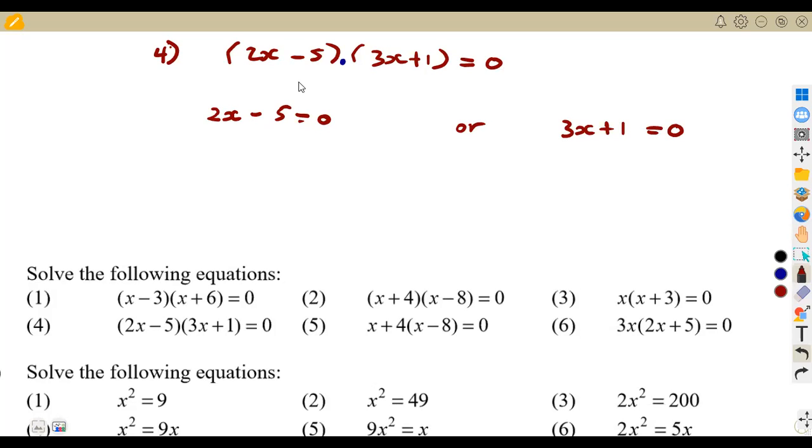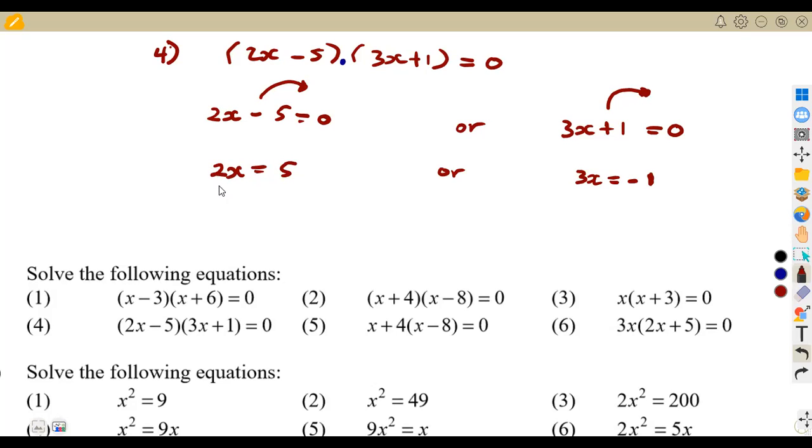Here we are now solving a normal linear equation that we are used to, where we transpose the negative 5 to the other side. It becomes a positive 5. So 2x is going to be equal to 0 plus 5, which gives us a positive 5. On the other hand, you do the same thing. If you transpose the positive 1 to the other side, it becomes a negative. So 3x is going to be equivalent to negative 1. That's 0 minus 1.